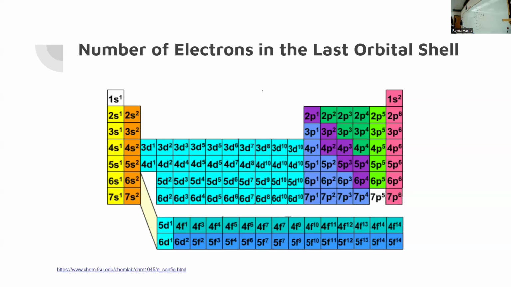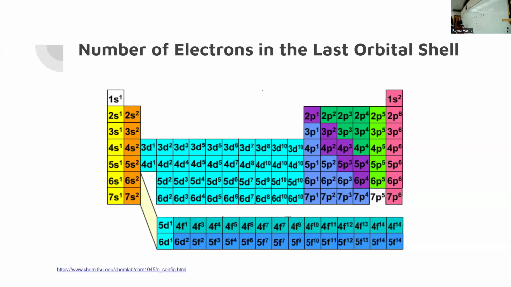If you're in the P block, how many electrons you have in your outer shell is going to be this column, minus the D block. So 1, 2, 3, 4, 5, 6, 7. So you should have 7 in the outer ring. You should have 6 in the outer ring, 5, 4, and 3.